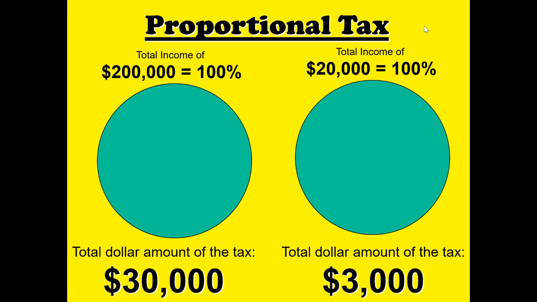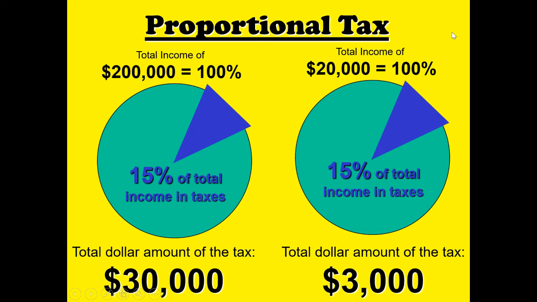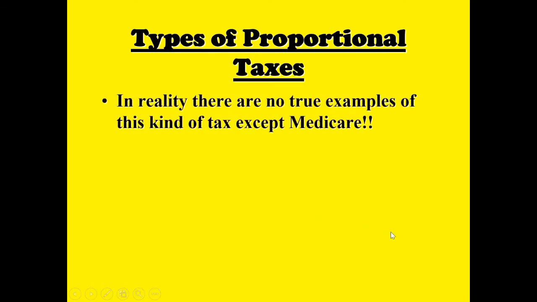Now, immediately you would probably be saying this feels more like a progressive tax, where the higher income is being taxed more in dollar amount, right? If you do the fraction test, though, we find out that this is actually 15% of a person's total income in tax, regardless of their income level. So this is the example that I like to give of a proportional tax. Again, there's not that many examples beyond Medicare, which is a tax that we pay through withholding on our income taxes, right?